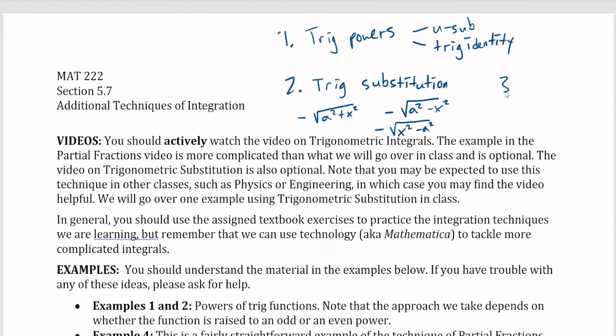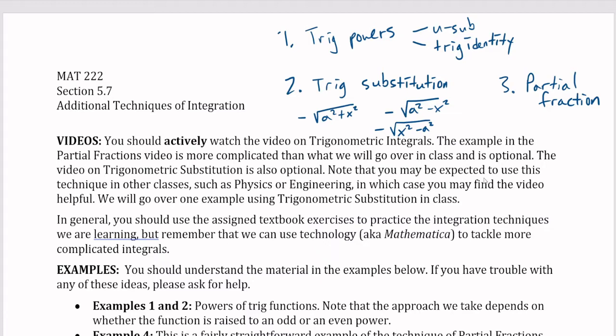And then the third one is what's called partial fractions. And this is a little bit different than the others because it deals with rational functions. And it's going to rely on the fact that we know how to factor, and we also know how to take a fraction and split it into two separate fractions that are added. Which I know is weird. You're used to the other way, right?